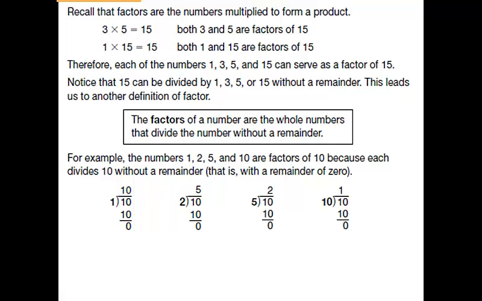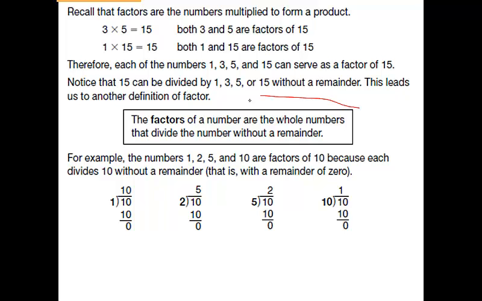You recall that factors are numbers multiplied to form a product. We know that 3 times 5 equals 15, so 3 and 5 are both factors of 15. Well, 1 times 15 is also 15, so 15 is also a factor of 15. So if we were to write the factors of 15, we would write 1, 3, 5, and 15, because all of them will divide into 15 evenly without a remainder.